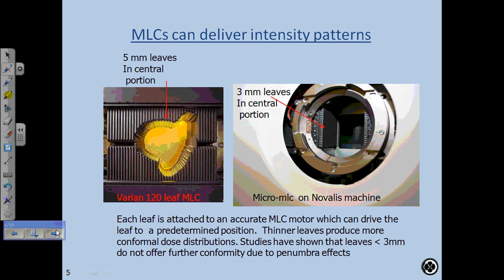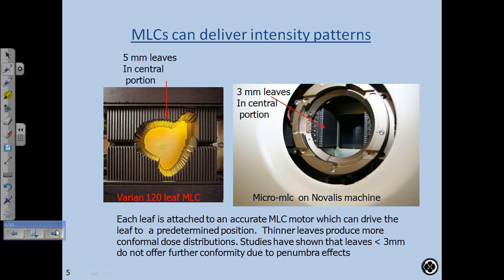Okay, so now MLCs can deliver intensity patterns. How do these fluences and intensity patterns work? How are they delivered and how are they created? Well, they can't be created with jaws. I shouldn't say they can't. There is a system out there that does MLC with jaws. But let's just say jaws are a little too primitive to create these complex fluences. So we use MLCs. And so how do MLCs work?